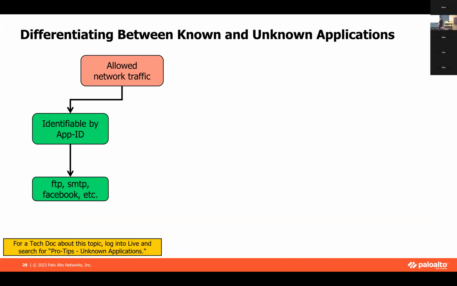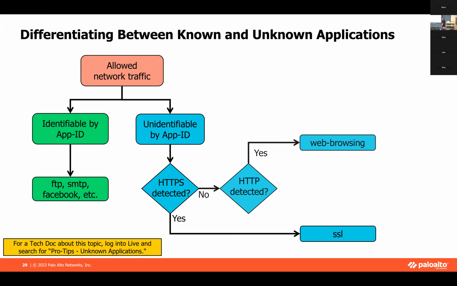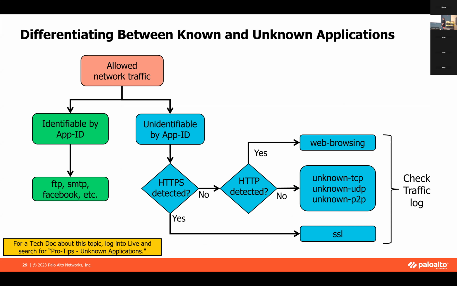Okay, so differentiating between known and unknown applications, we allow network traffic. It's identifiable by an app ID, something like FTP, SMTP, Facebook, etc. Or we could have an unidentifiable by app ID, in which case is it because HTTPS is detected? Yes. Then it's going to go under SSL traffic. And if it's not HTTPS, no, it's HTTP, then it's going to be classified as web browsing. All right.